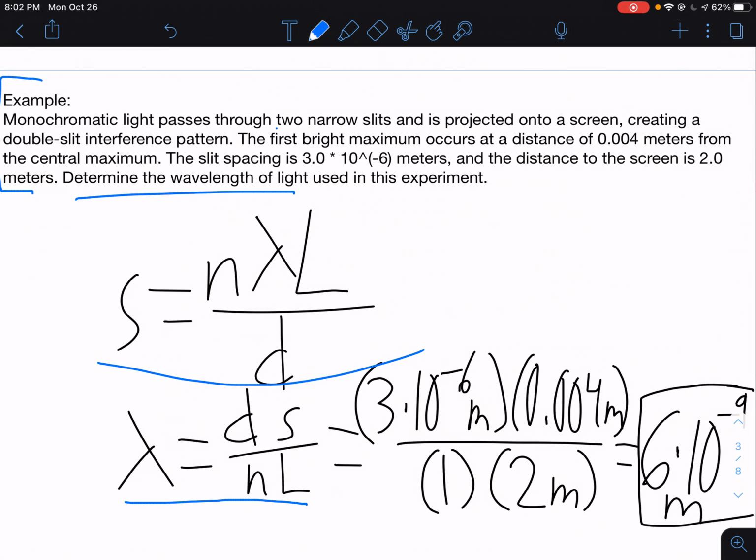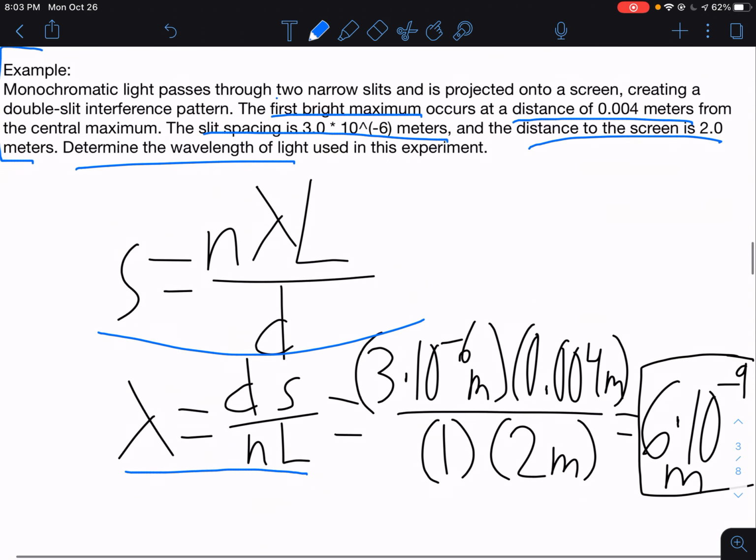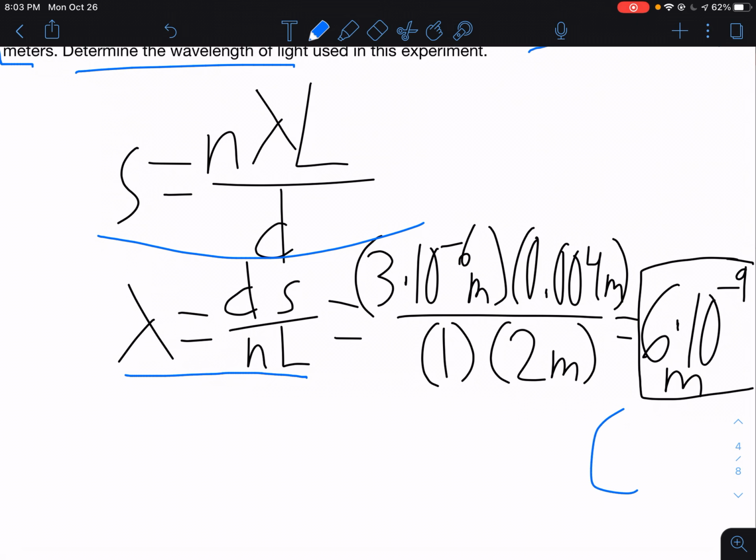So d is the distance between the slits, and that's just 3 times 10 to the minus 6th meter. We have S, which is the distance from the central maximum, which we covered earlier, right? That's 0.004 meter. Then we have n, which is just 1 because we're using the first bright maximum, first point of constructive interference. And then we have L, which is just the distance to the screen, which is just 2 meters. And so if we substitute all that in, we get 6 nanometers, which is the final answer.